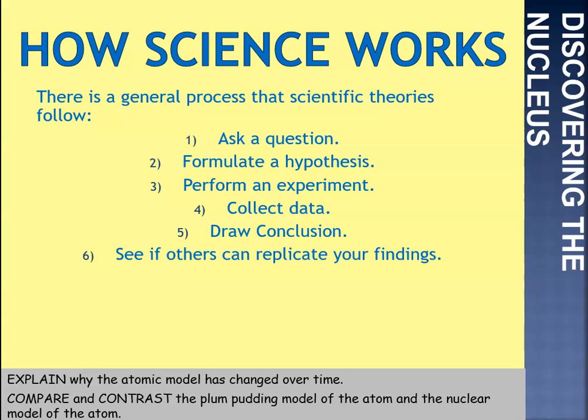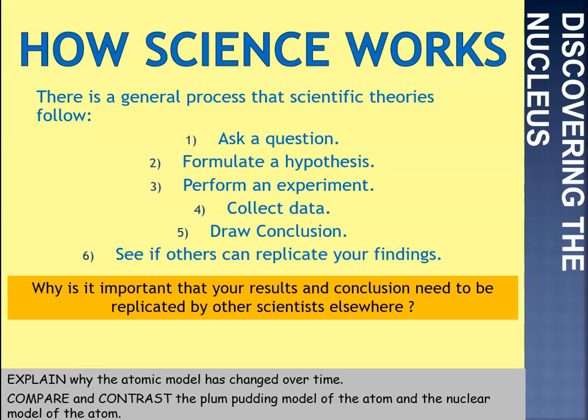Finally, and most important, we need to see if others can replicate what our findings were. So we would publish our findings, we would show everyone our findings, show them the experiment we've done, and allow them to do the experiment themselves and see if they come up with the same answers as we do. Why do you think it's important that my results and conclusion need to be replicated by other scientists elsewhere? Pause the video while you answer that one.